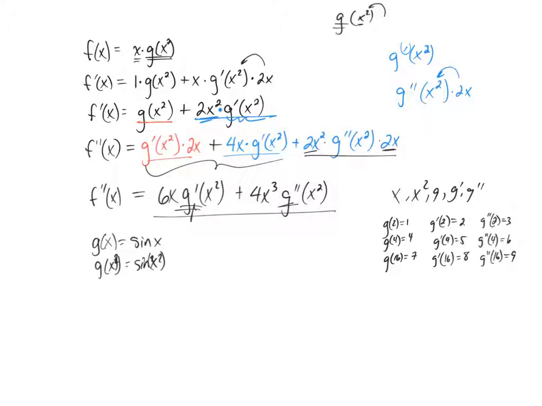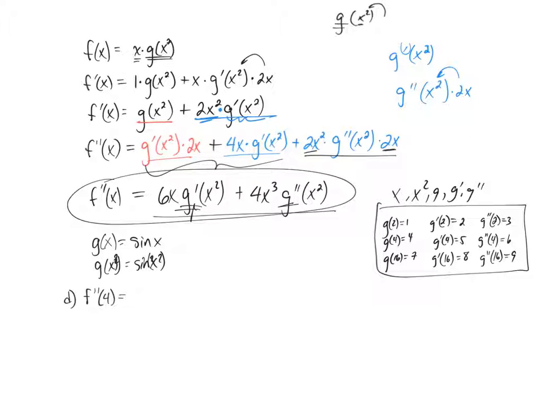So now just to finish up with part D, they're asking us to use this table of values, which I just copied down from the other page, to determine what f double prime of 4 is. So we have a template for f double prime here. All we have to do is everywhere we see an x, replace it with 4. So we're going to use 6 times 4 times g prime of 4 squared plus 4 times 4 cubed times g double prime of 4 squared.